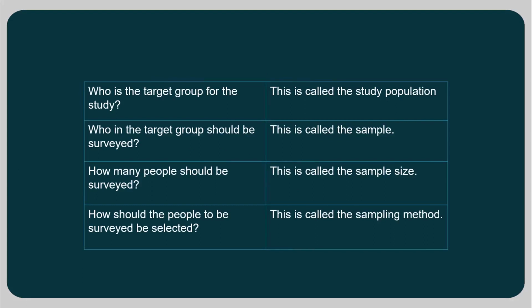To know which is the sample and which is the parameter, the following questions will make it clear for us. Who is the target group for the study? This is called the study population. Who in the target group should be surveyed? This is called the sample. How many people should be surveyed? This is called the sample size. How should the people to be surveyed be selected? This is called the sampling method.